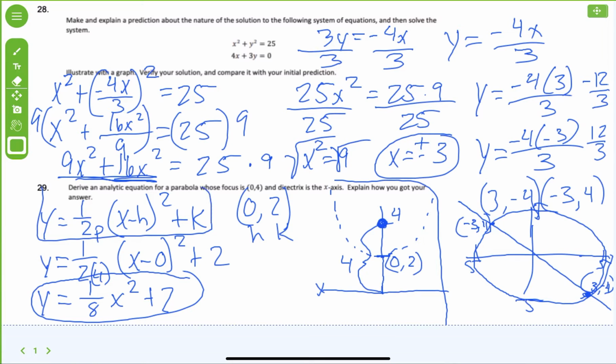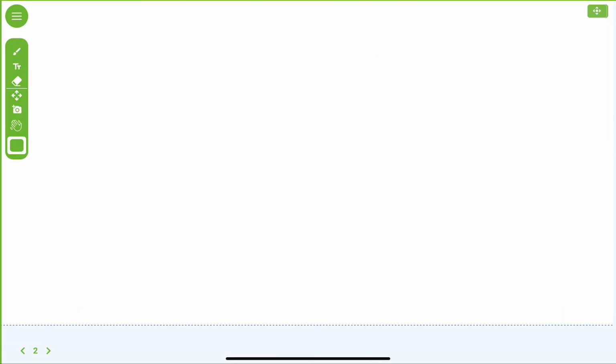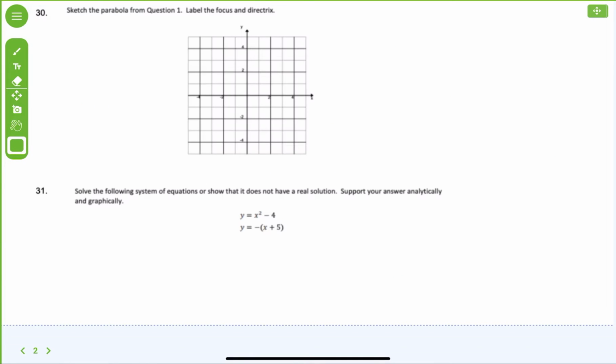Remember these 4 formulas that you had. Page 2. Sketch the parabola from question 1. Well, we already did that, right? We had (0, 4) as the focus. I'm going to write the F here. This is the directrix. The vertex is (0, 2).